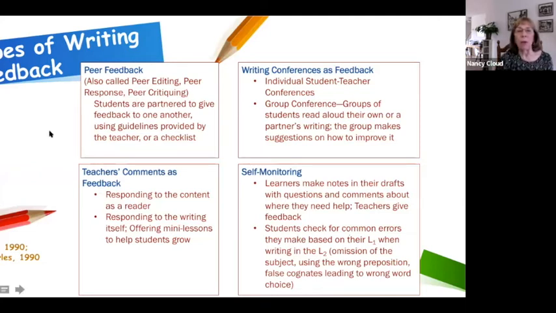We can offer peer feedback, writing conferences as feedback, self-monitoring checklists, where kids are given a checklist and they put their writing to the test against the things they're supposed to look for and check on. And also they can look at my comments if I give them a response to something that they've written of the very next thing I'd like them to work on.